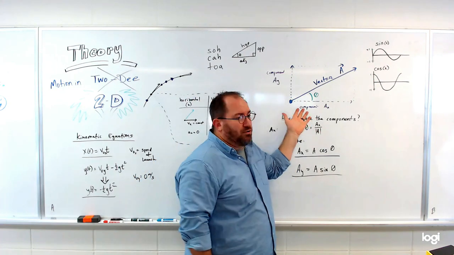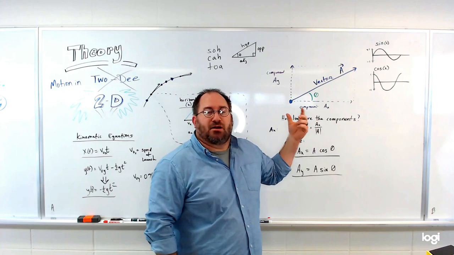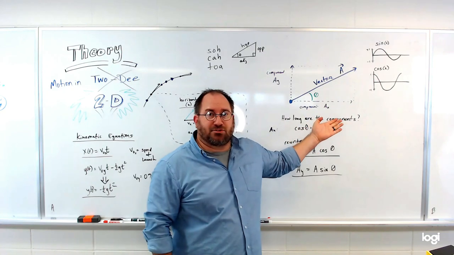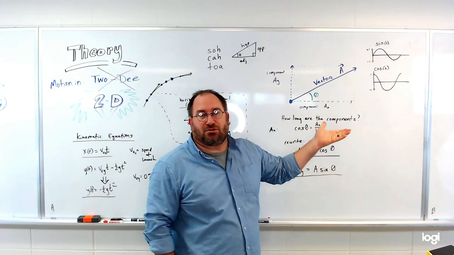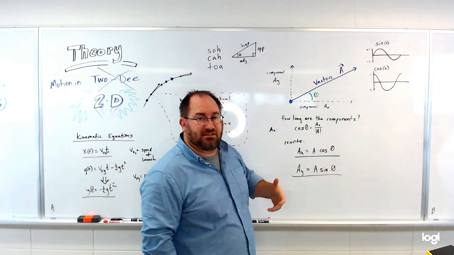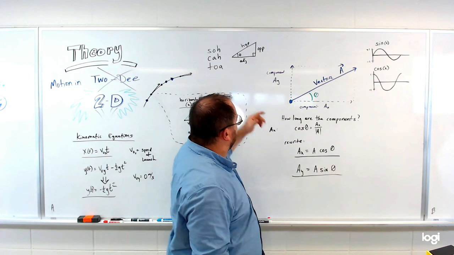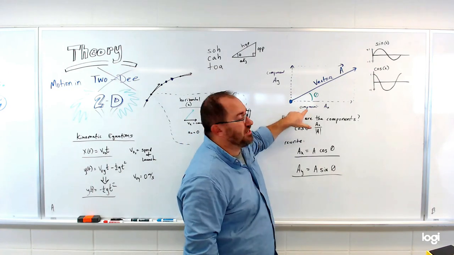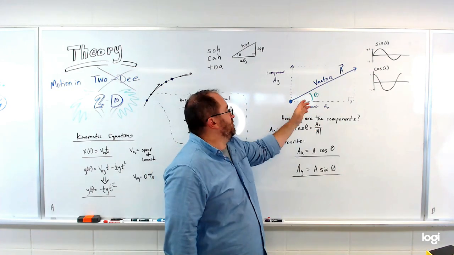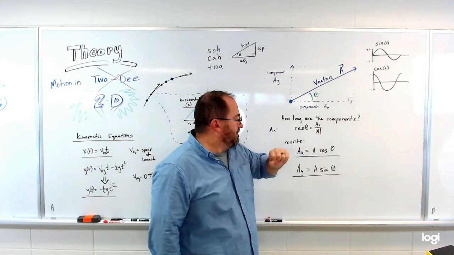And the question is, how long are these? The length of these corresponds to the magnitude of whatever that vector represents. If it's velocity, it's the magnitude of the velocity. If it's acceleration, it's the acceleration. So we start out with our statement for sine, cosine, tangent, and we notice that the A x is the adjacent leg to this right triangle that we have drawn here.